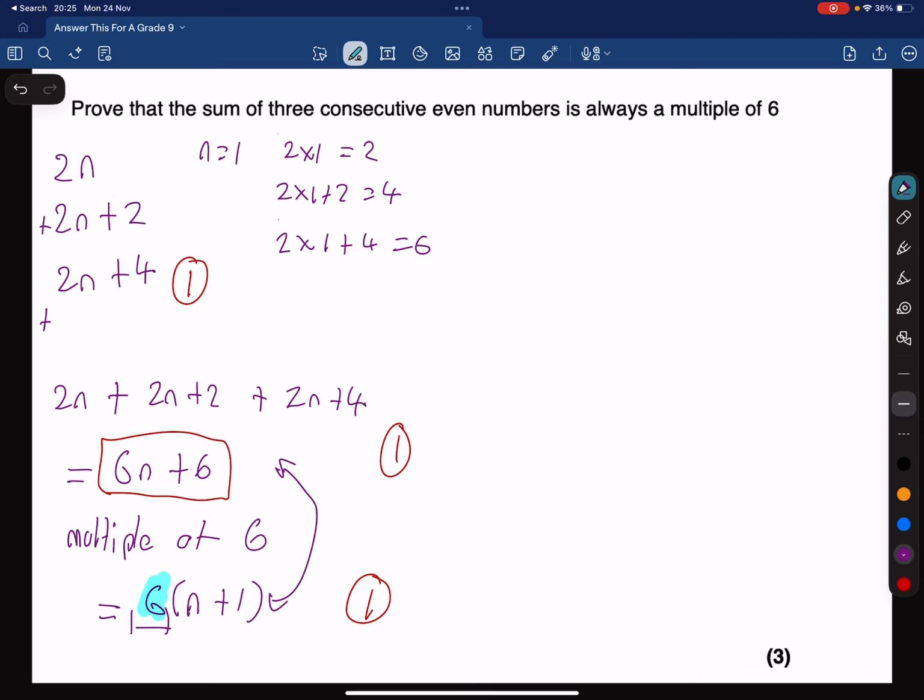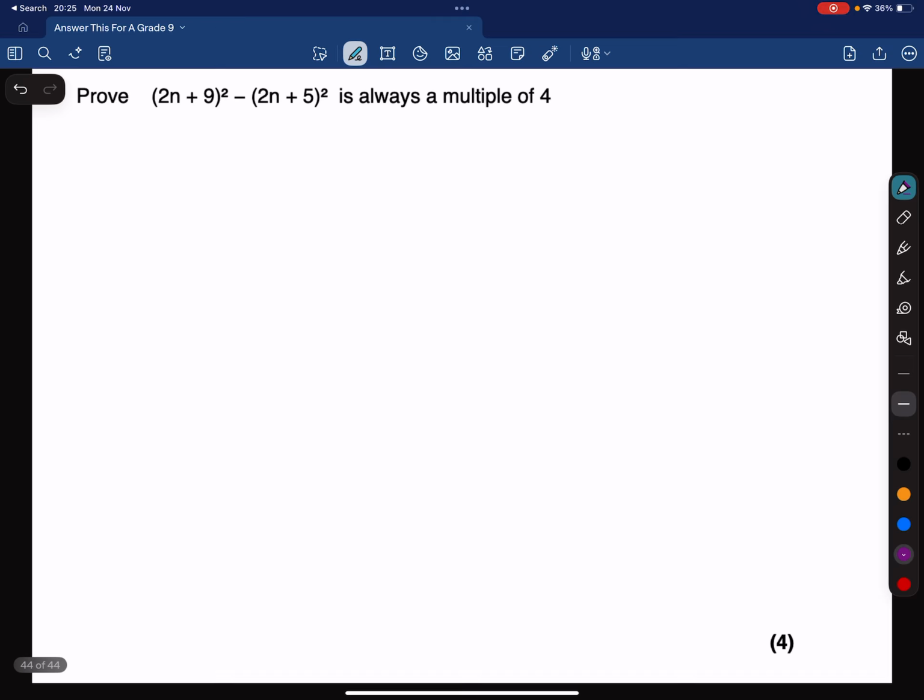Okay, let's do the final question. So this one's a bit tricky. Prove that (2n + 9) squared minus (2n + 5) squared is always a multiple of 4. Okay, pause the video, try it, and I'm going to go through the answer with you.